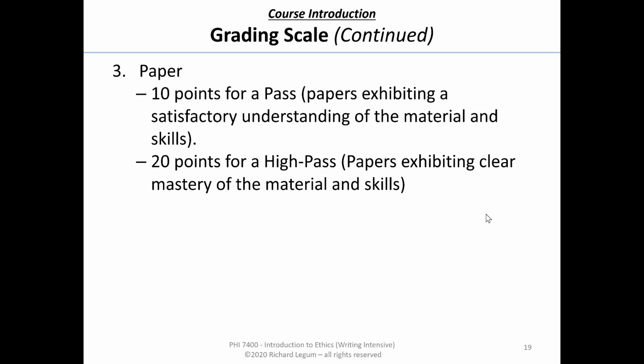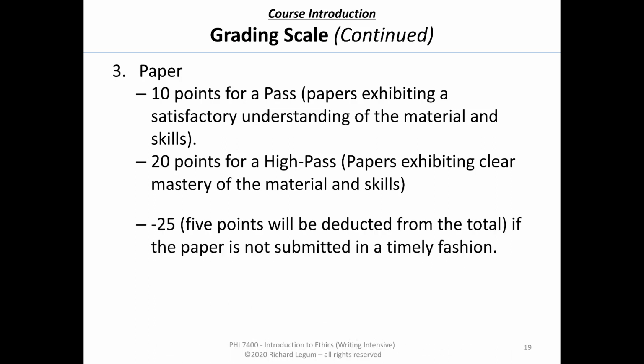So there are really two categories here. There's going to be a pass and a high pass, and a paper that exhibits a mastery of the material and skills. That doesn't mean that you have a PhD in philosophy and you can teach the course. It means for somebody in this introductory level course, you've done a really good job. You'll get 20 points on that.